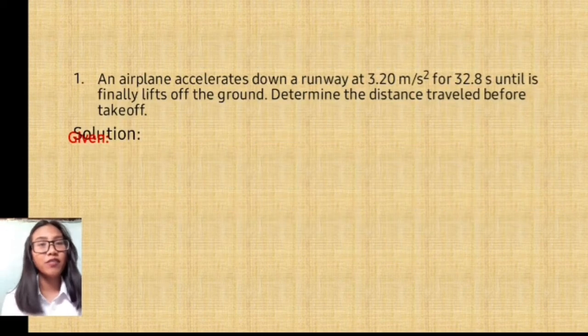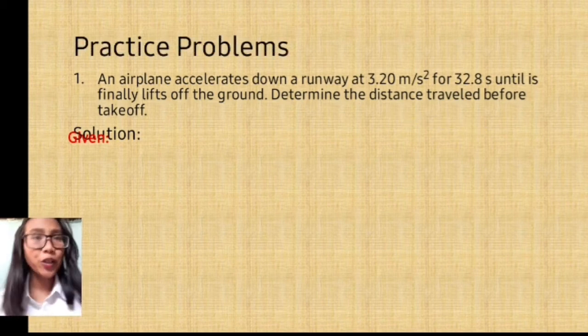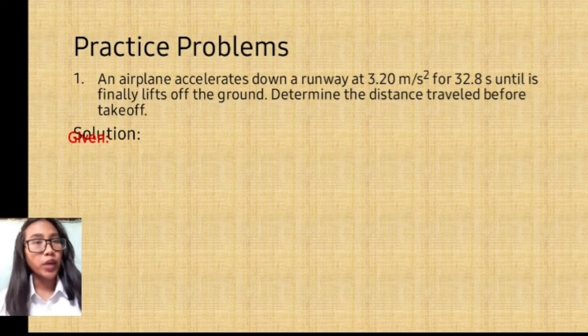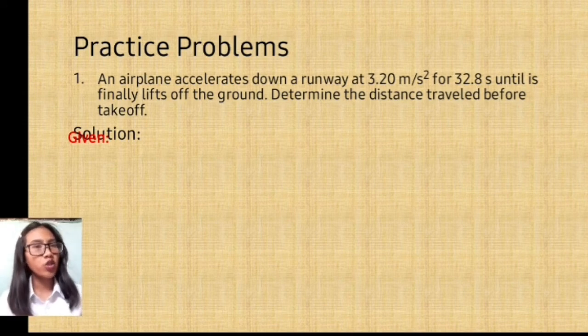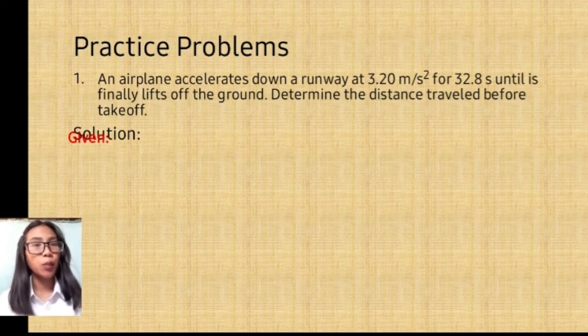So, let us have a practice problem. An airplane accelerates down a runway at 3.20 meters per second squared for 32.8 seconds until it finally leaps off the ground. Determine the distance traveled before takeoff. I will show the solution and I will explain the step-by-step process on how I came up with the answer.